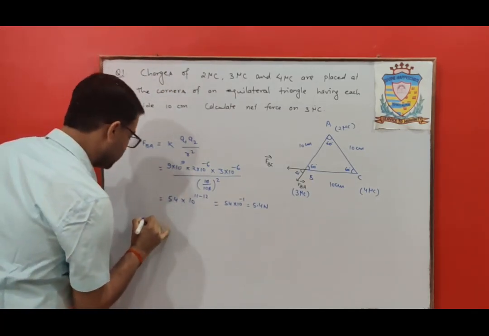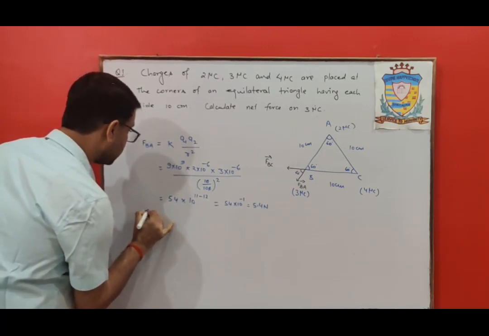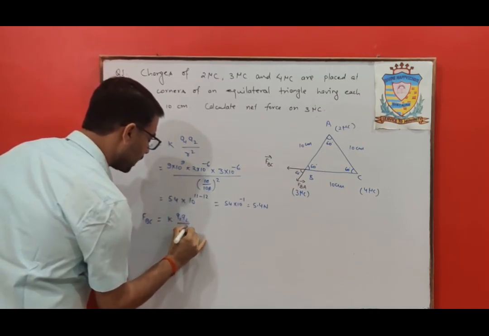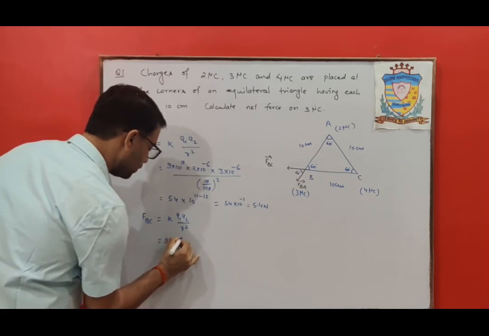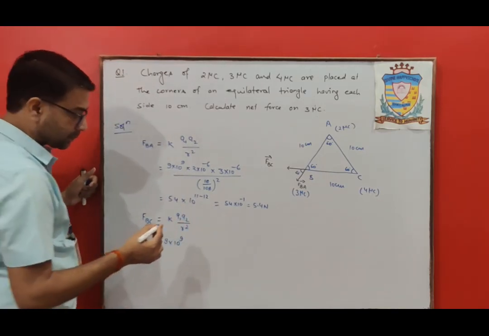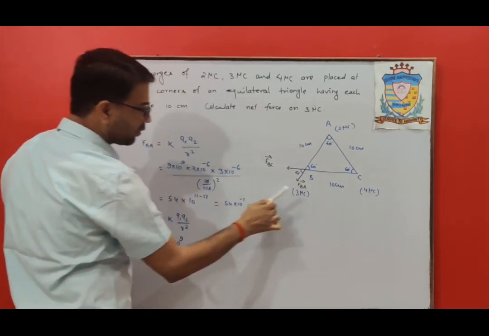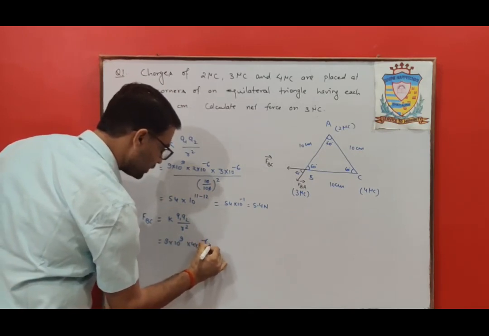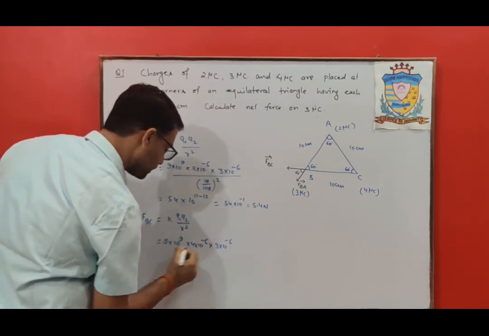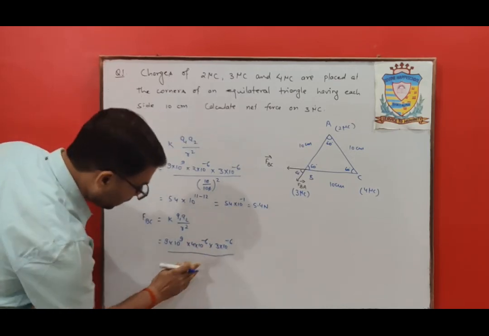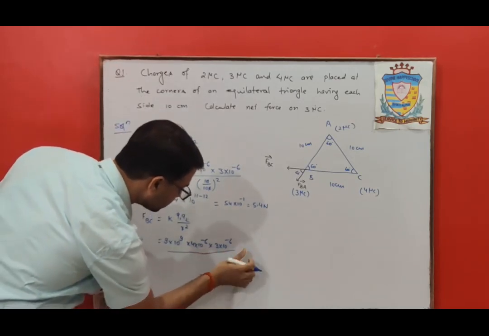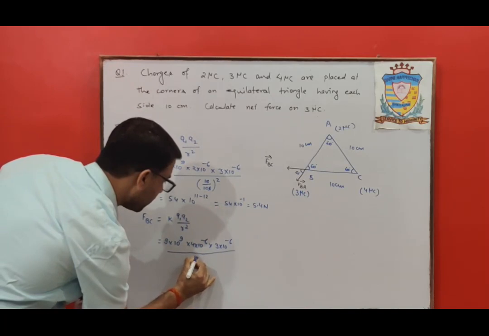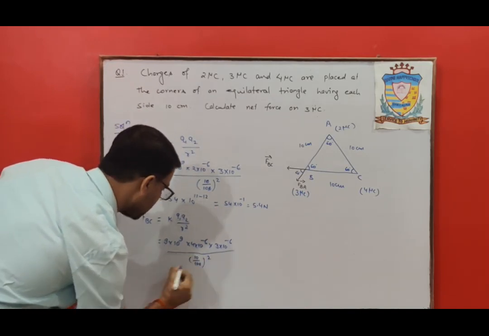What about FBC? FBC is equals to again K Q1 Q2 upon R square. Value of K is 9 into 10 to the power 9. Okay. Q1, that is charge is 4 microcoulomb, and here it is Q2 is 3 microcoulomb. So into 4 into 10 to the power minus 6 into 3 into 10 to the power minus 6 upon R square, that is again 10 by 100 whole square.